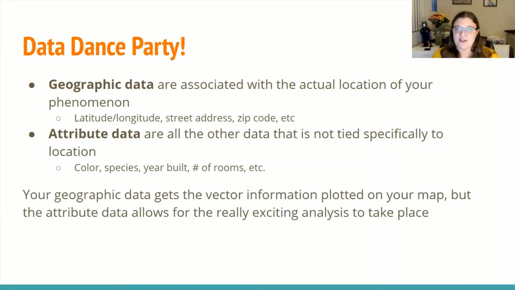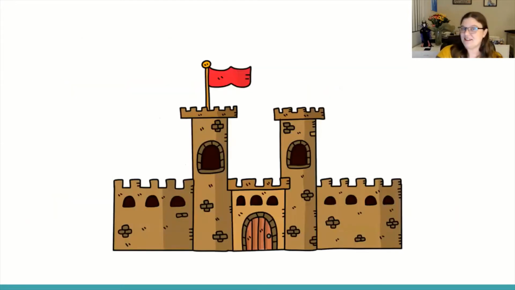So your geographic data gets that vector information, or raster when you eventually get there. Your vector information is plotted on your map, but then the attribute data allows you to do the actual really exciting analysis, okay? Your textbook has this great example of a house. I like castles more. But yeah, let's say you have a GIS database, a layer of castles, okay? Within your attribute table, you're going to have different types of data.